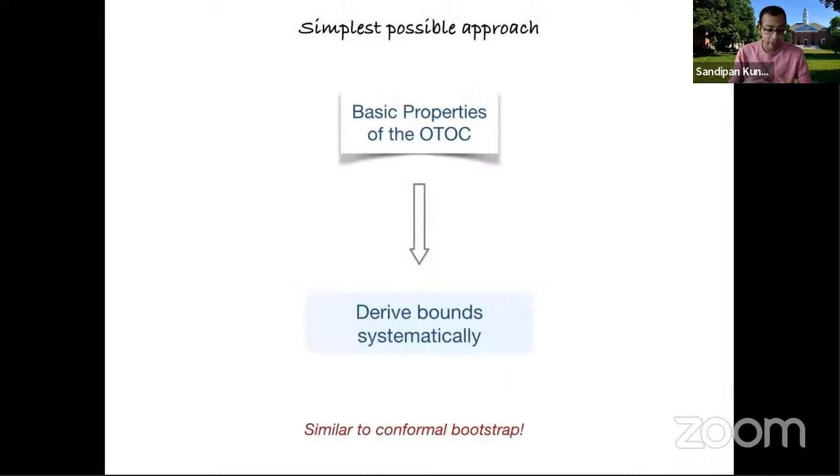So the goal would be to gain a better understanding of quantum chaos by addressing some of these questions. So I'll adopt the simplest possible approach that I could think of. Basically, I'll start with basic properties of the OTOC that are well understood and derive bounds from these properties in a systematic way. In essence, this is very similar to what we do in conformal bootstrap.